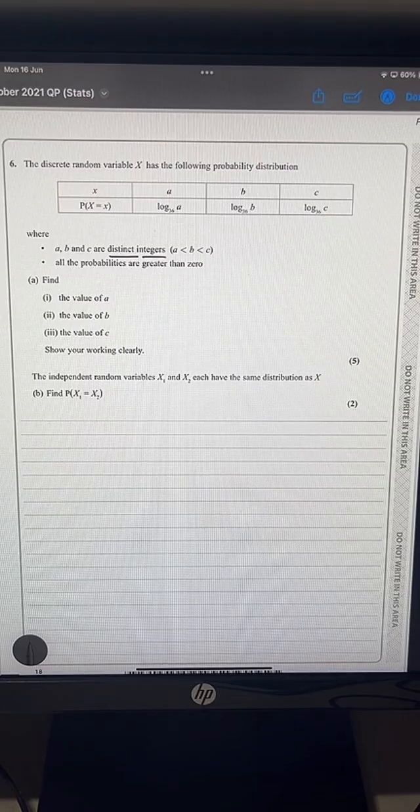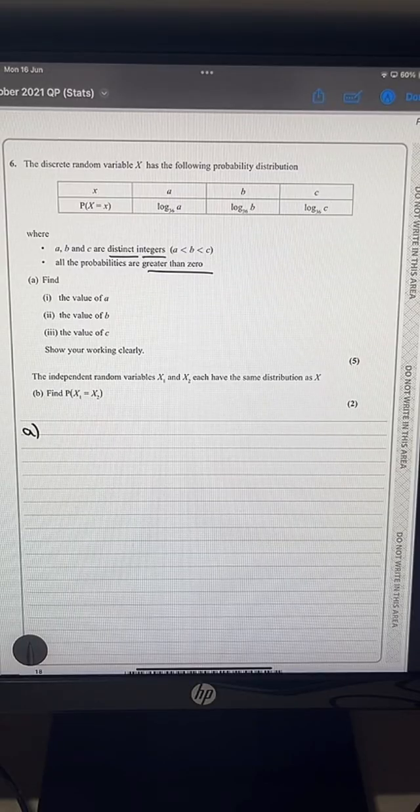So this is telling me that c is bigger than b, which is bigger than a, and they're all different integers, and all probabilities are greater than 0. Question A: find the value of a, the value of b, and the value of c. We're going to work this through. You only know one fact.